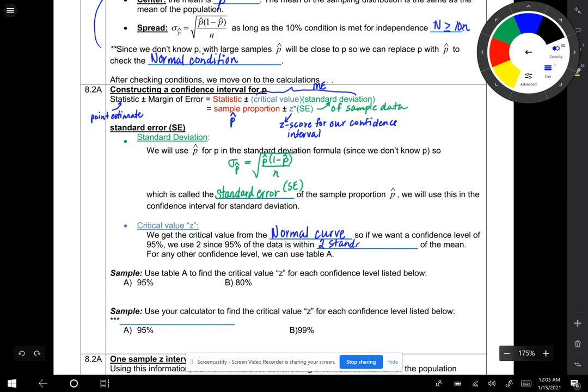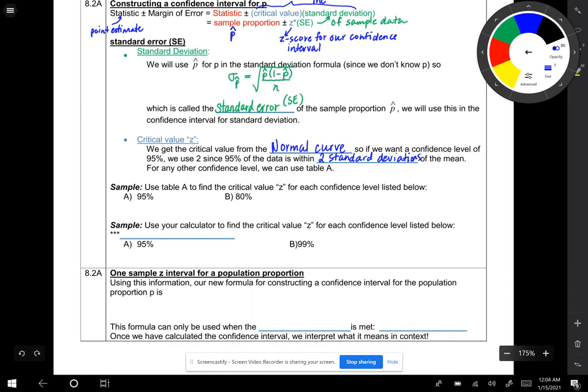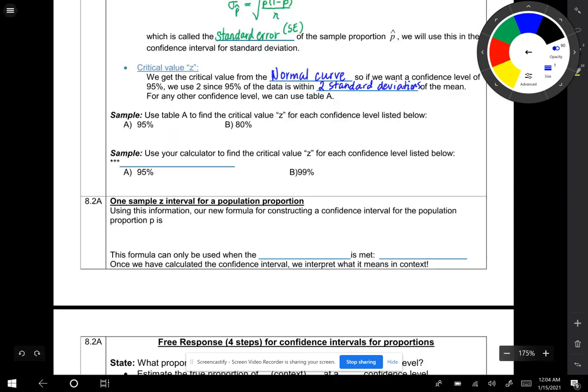I prefer just using a calculator myself. For any other confidence level, we can use table A or you can use the calculator. I'm going to show you both just so you understand what a critical value is and where it comes from. So I'm going to sketch one for the 95% confidence level. For a 95% confidence level, this is what the diagram would look like. I guess I could draw it right here.